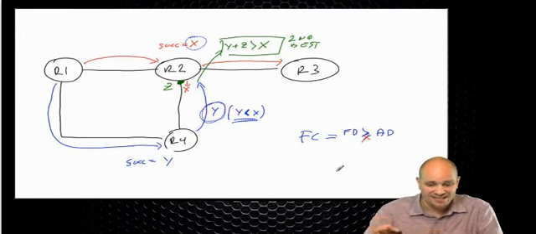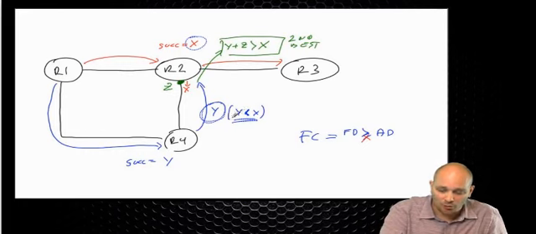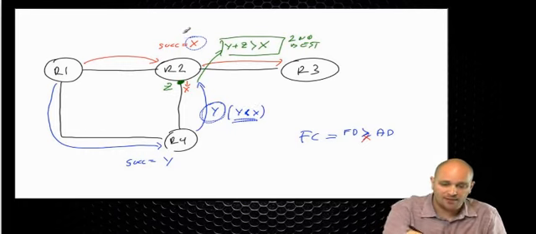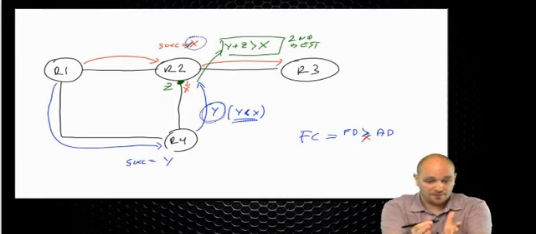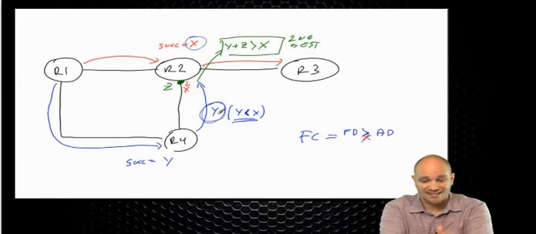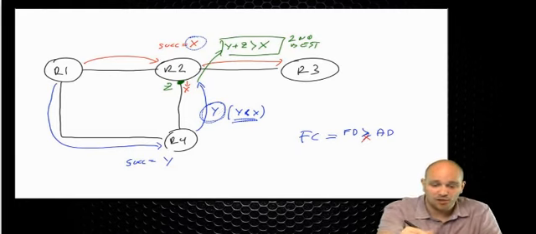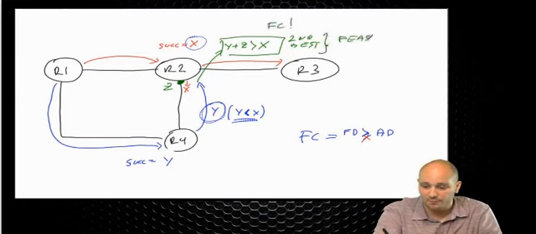So in this case here, this is true. Our low value y, the advertised distance, is lower than the feasible distance. So if we turn this around, the feasible distance is actually higher than the advertised distance. We say that here the feasibility condition does exist, and this second best route becomes a feasible successor.